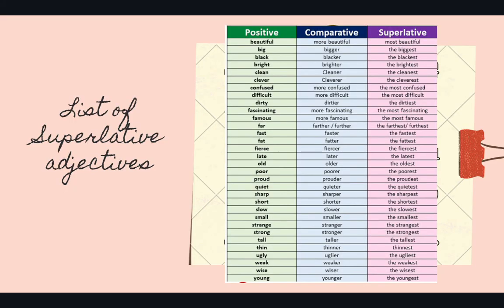Okay. The picture that you can see now is the example of a few lists of superlative adjectives. Actually, there are many more. Ada banyak lagi contoh dan senarai superlative dan comparative adjective. Ini hanyalah sebahagian sahaja. You may pause the video to read and understand the list. Anda boleh pausekan video anda untuk membaca.